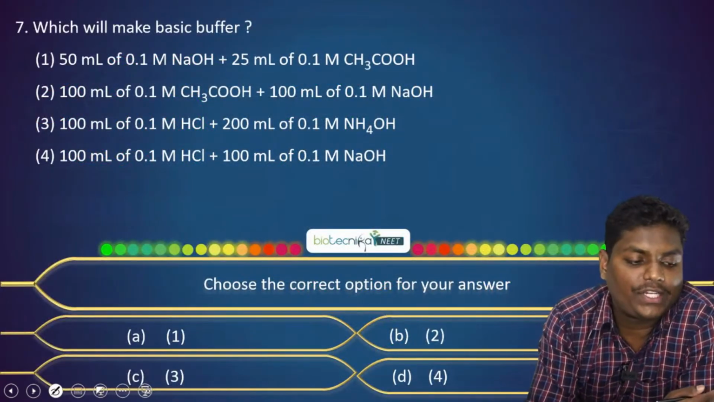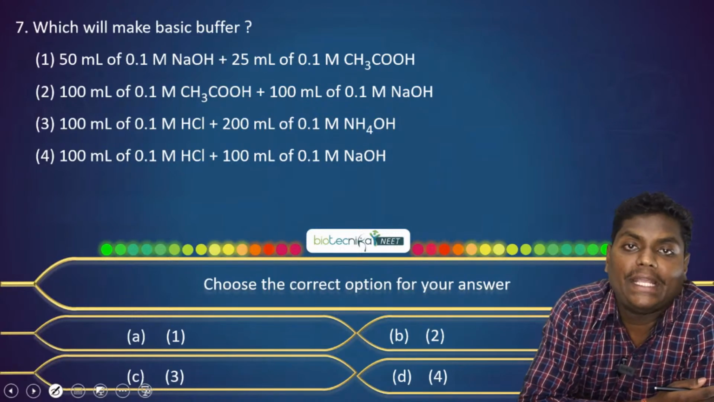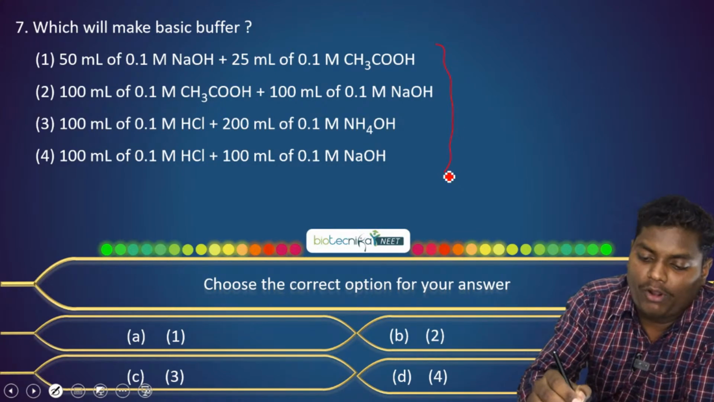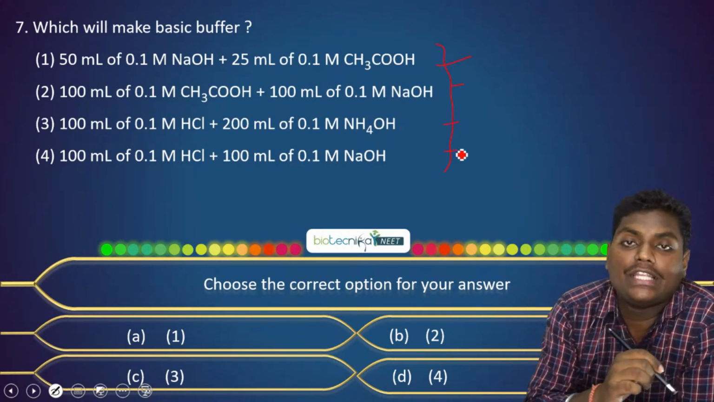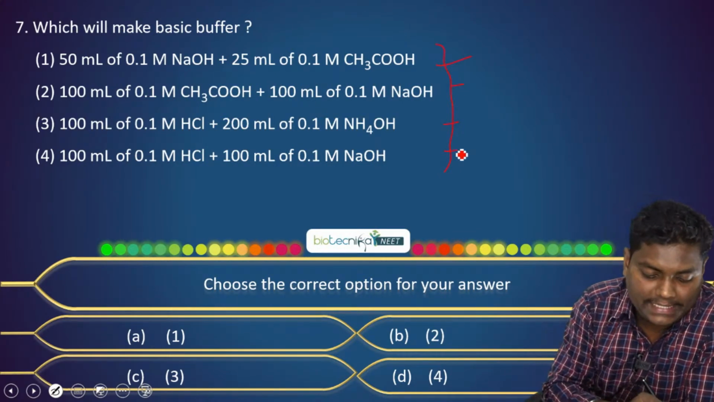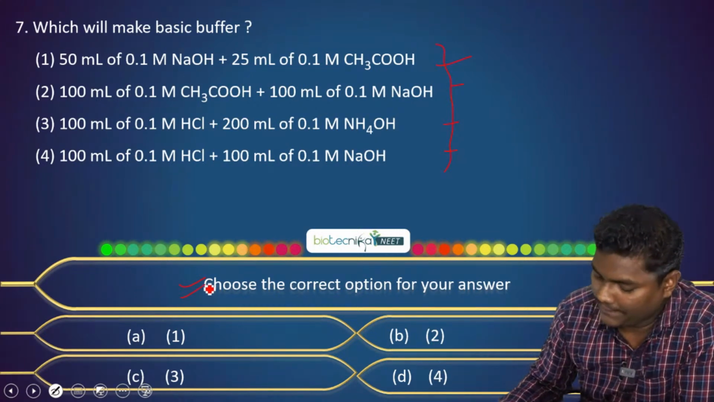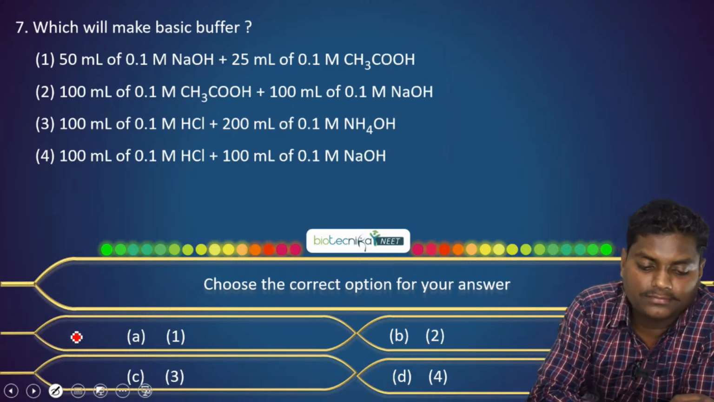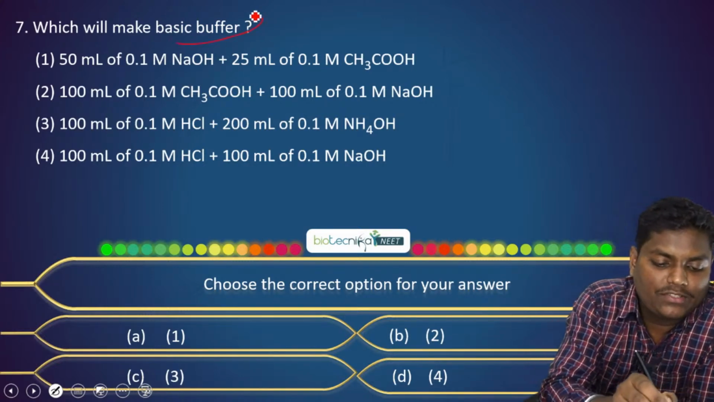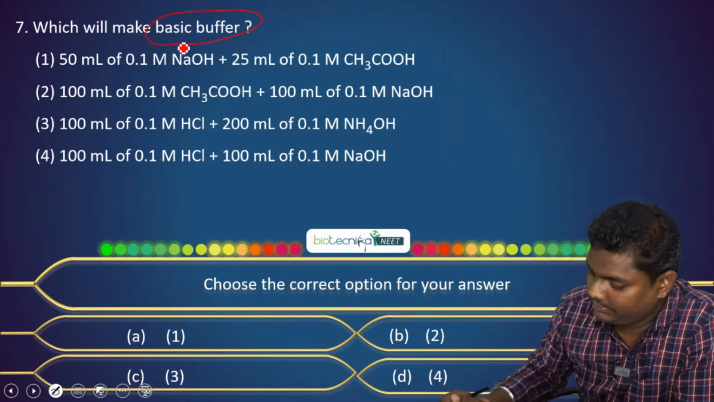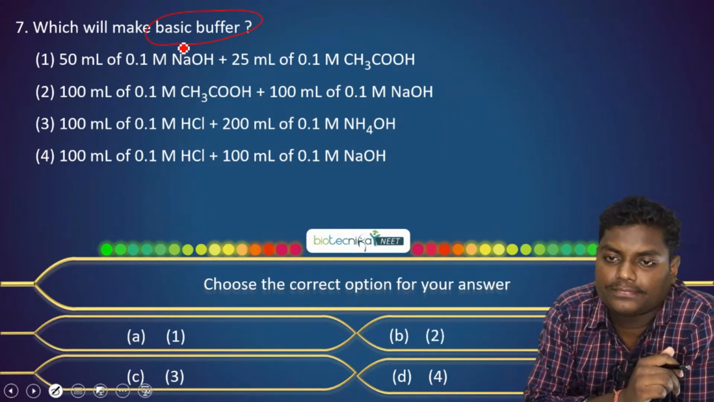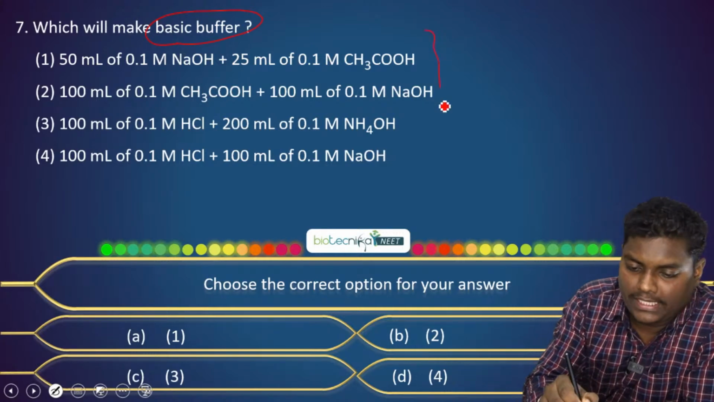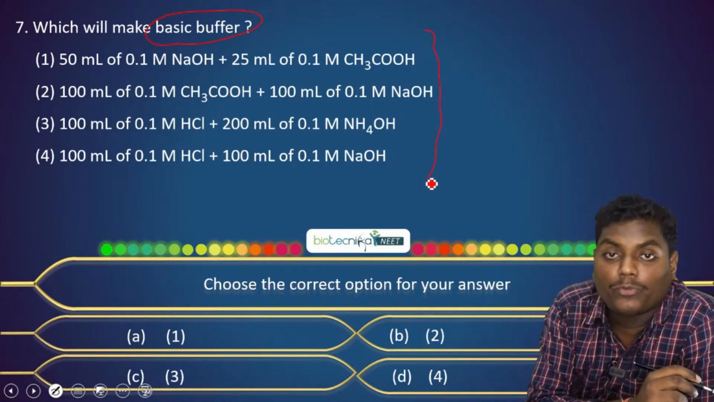Now moving to the next question. Which will make a basic buffer? So we have 4 combinations, and among these you need to find which will give a basic buffer. Try solving this question. I'll wait for a couple more seconds.